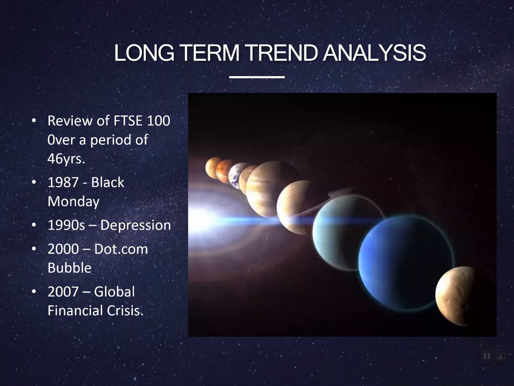Over this period, we've seen 4 market crashes, and we'll be looking at each one and understanding the astrological aspects of the planets and the correlations between those aspects and what happened in the markets. So the first crash we'll be looking at is the 1987 crash, referred to as Black Monday. We'll move on to looking at the early 1990s depression and the dot-com bubbles of 2000 and the global financial crisis of 2017.